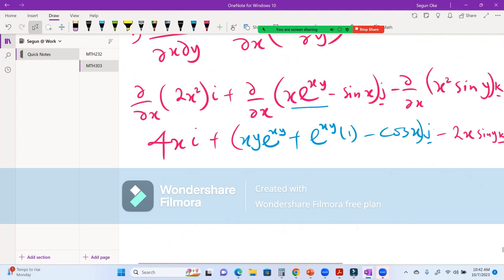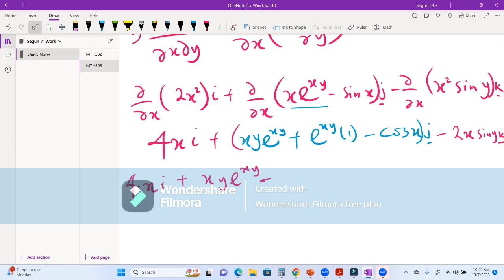So we can say this is our final answer. Our final answer can be 4xi plus xy exponential xy plus exponential xy minus cos x j, minus 2x sine y k.